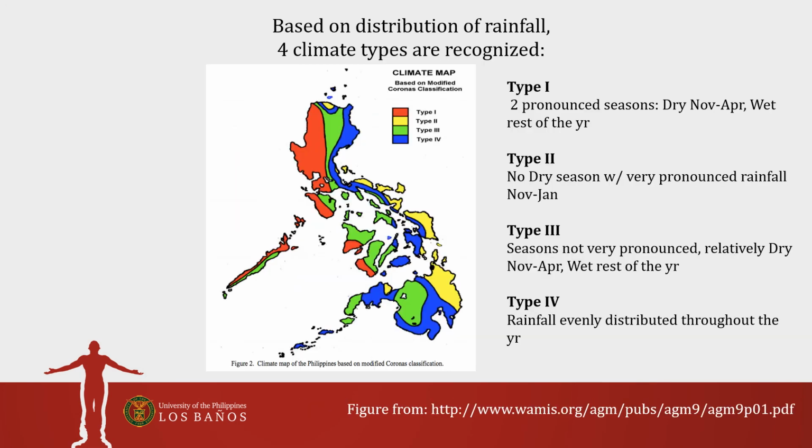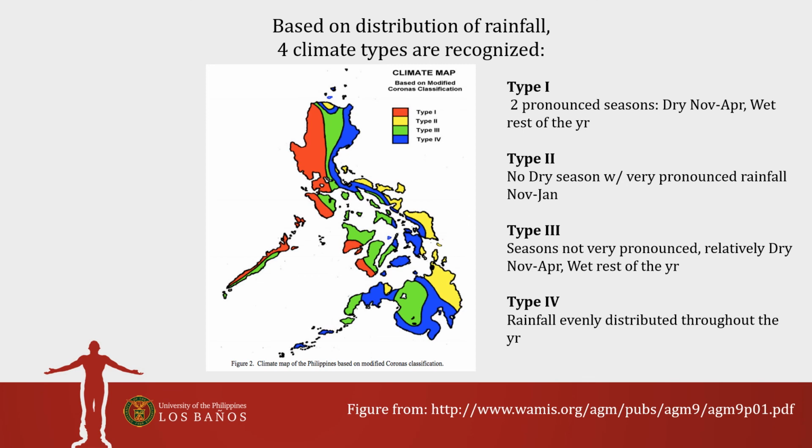For wildlife, we are interested in the 4 climate types based on rainfall distribution. We have types 1, 2, 3, and 4. Type 1 has 2 pronounced seasons, dry from November to April and wet the rest of the year. Type 2 has no dry season and a very pronounced rainfall from November to January. In type 3, the seasons are not very pronounced and it is relatively dry from November to April and wet the rest of the year. In type 4, rainfall is evenly distributed throughout the year.